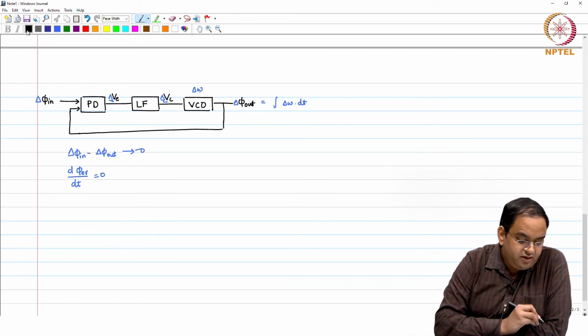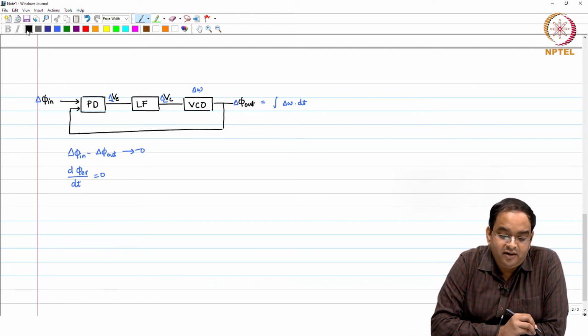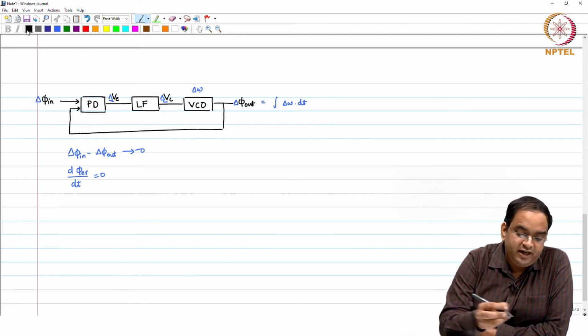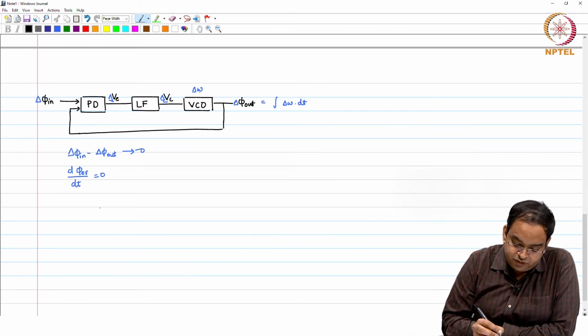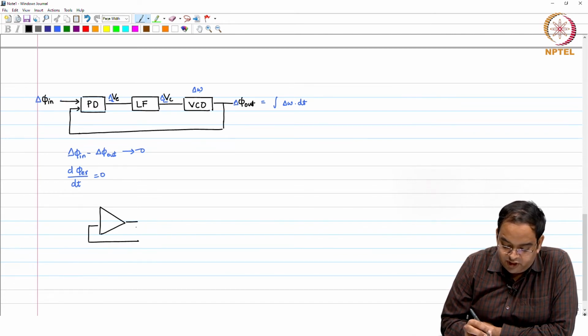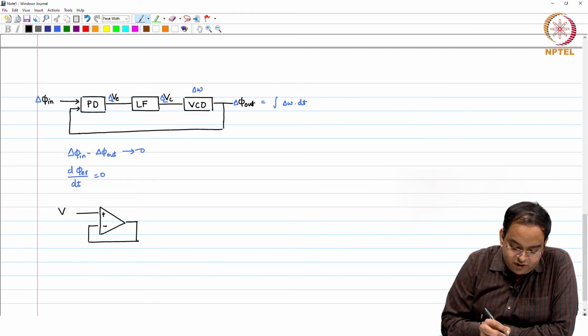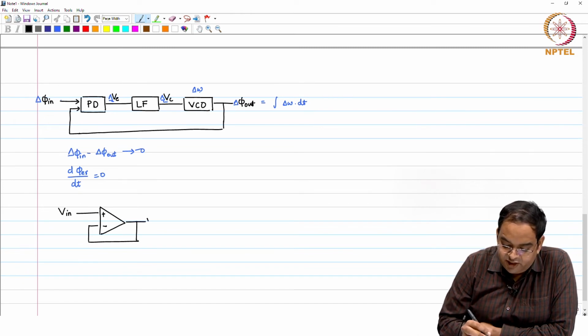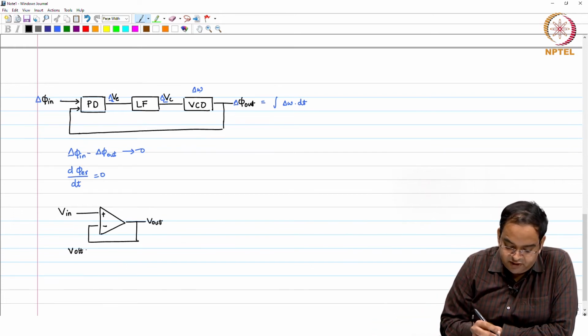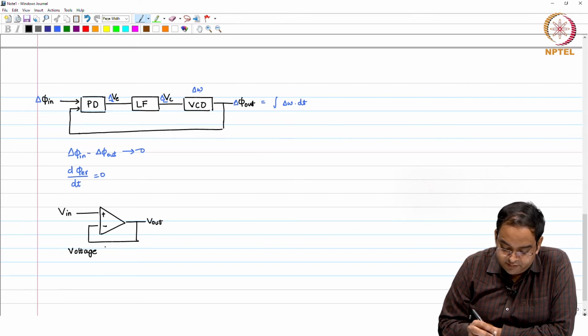If you look at this PLL block which we have seen, it seems to operate in a similar manner to a voltage follower, or a buffer. For example, you are used to seeing a simple voltage buffer. I will just show you like this. This is a regular voltage buffer which you have used, where you have the input voltage and an output voltage. So, this is a voltage buffer, or a voltage follower.